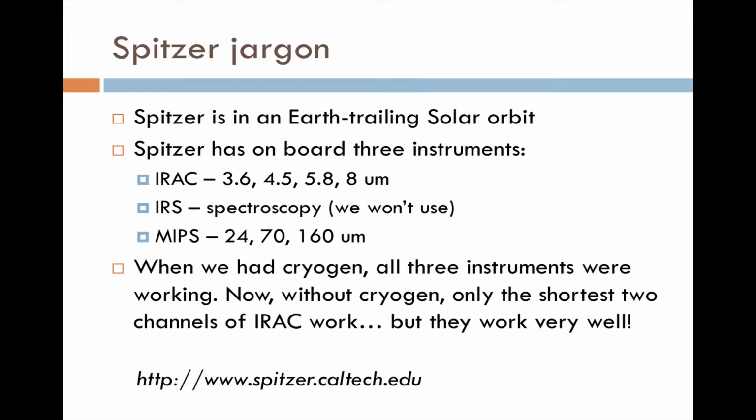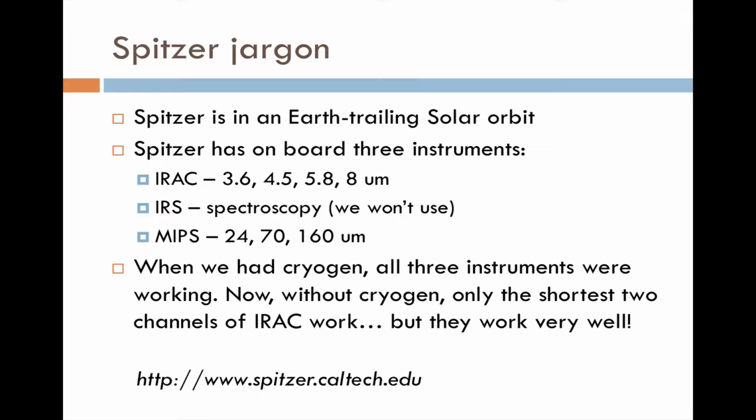So remember that Spitzer is in an Earth-trailing solar orbit, and it has on board 3 instruments: IRAC, which observes at 3.6, 4.5, 5.8, and 8 microns. It has an instrument called IRS, the infrared spectrograph. That's spectroscopy. We won't be using that. And then there's MIPS, the multiband imaging photometer for Spitzer, which has bands at 24, 70, and 160 microns.